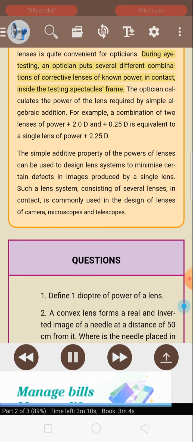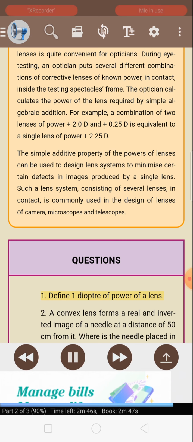During eye testing, an optician puts several different combinations of corrective lenses of known power in contact inside the testing spectacles frame. The optician calculates the power of the lens required by simple algebraic addition. For example, a combination of two lenses of power plus 2.0 D and plus 0.25 D is equivalent to a single lens of power plus 2.25 D. The simple additive property of the powers of lenses can be used to design lens systems to minimize certain defects in images produced by a single lens. Such a lens system, consisting of several lenses in contact, is commonly used in the design of lenses of cameras, microscopes, and telescopes.